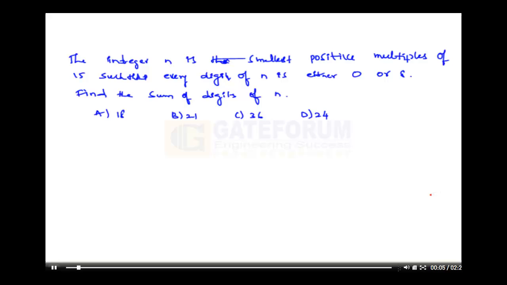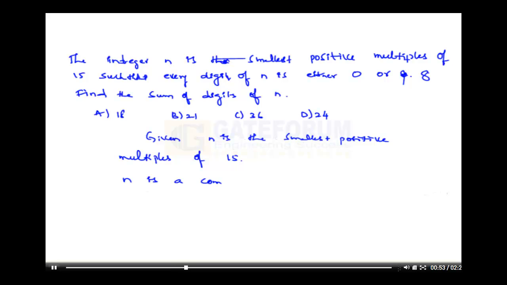The integer n is the smallest positive multiple of 15 such that every digit of n is either 0 or 8. Find the sum of the digits of n. Now what is given here? Given n is the smallest positive multiple of 15. So 15 means n is a common multiple of 5 and 3. Now we require all the digits to be either 0 or 8 in this n.